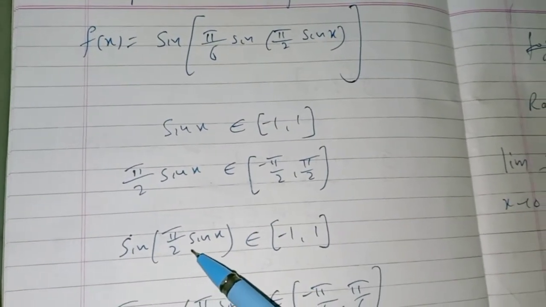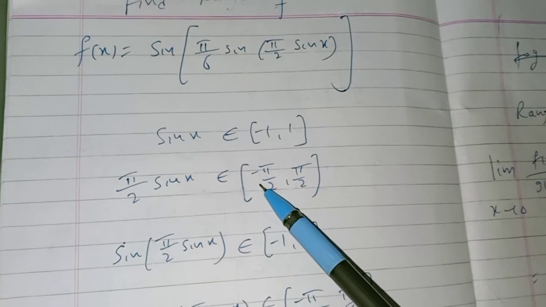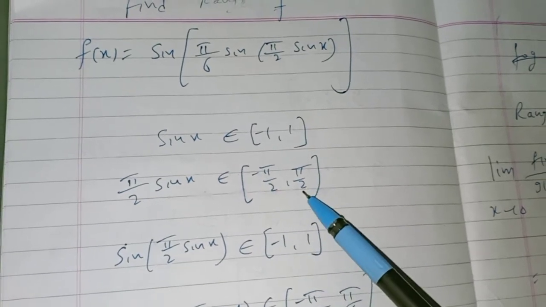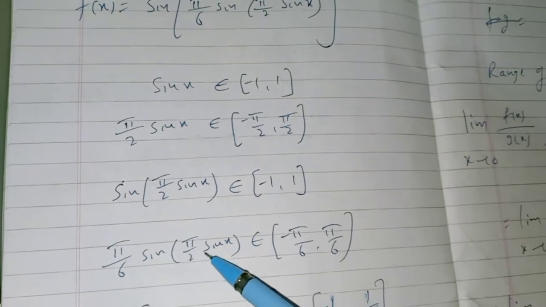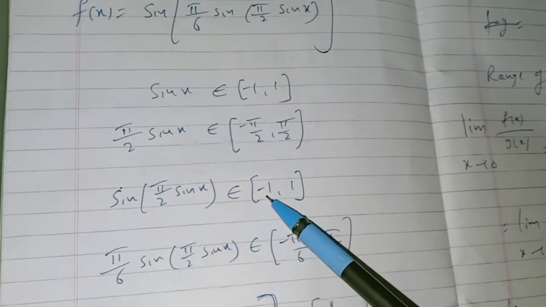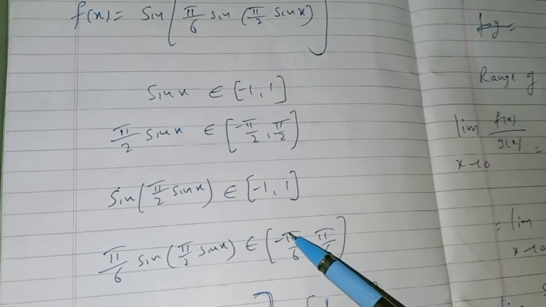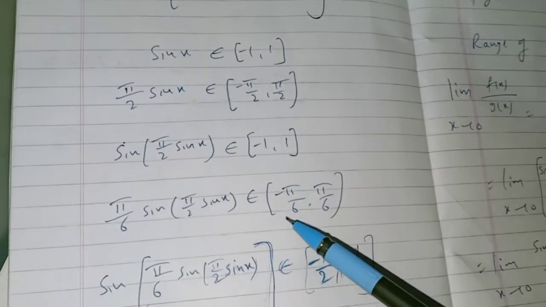Sine of pi by 2 sine x is nothing but sine of minus pi by 2, which is minus 1, to sine pi by 2, which is 1. Pi by 6 into sine of pi by 2 sine x belongs to minus 1 into pi by 6, that is minus pi by 6 comma pi by 6.